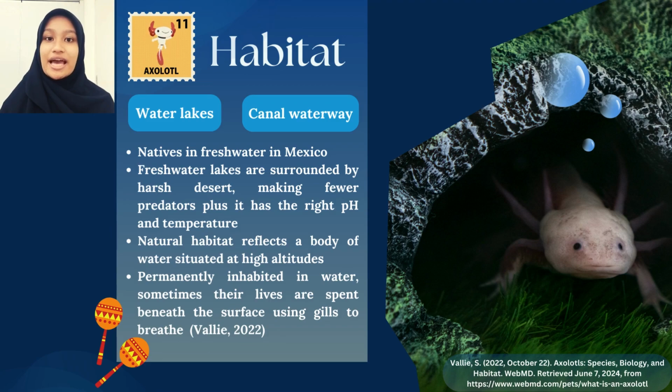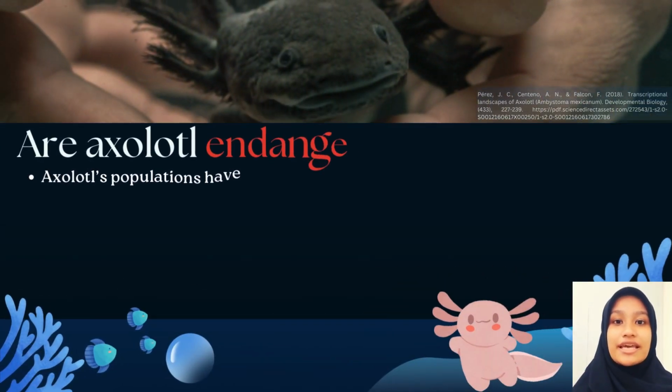Since they are neotenic, having the ability to retain the gross morphology of larvae once they become reproductive adults, their natural habitat mirrors this characteristic, which is a body of water situated at high altitude. Therefore, axolotls primarily inhabit water and breathe using gills, unlike any other salamander species. Next, we'll be talking about: are axolotls endangered?